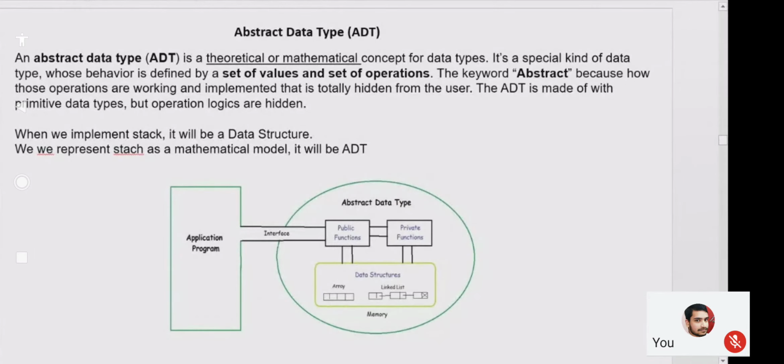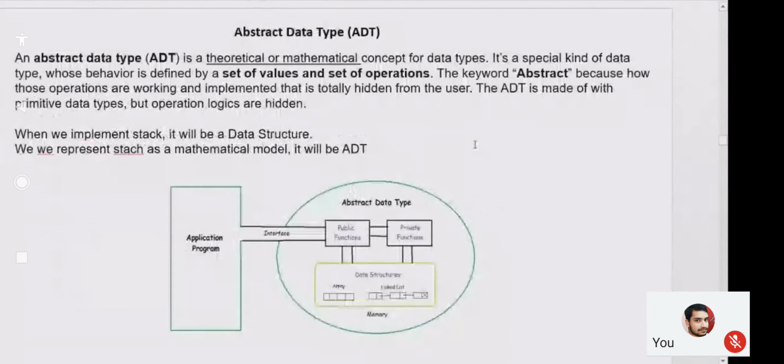It means if you have a stack, it has two or three basic operations. What are they? One is push, one is pop, one is peep, one is display. Push puts an element into the stack. Now, how it puts an element into the stack is hidden from the user. That is abstract from the user. That's why this is abstract data type.